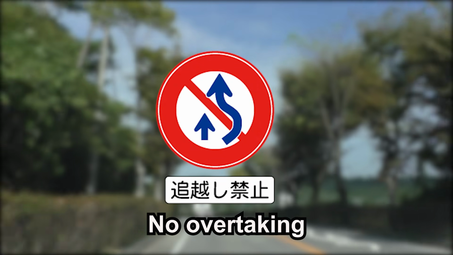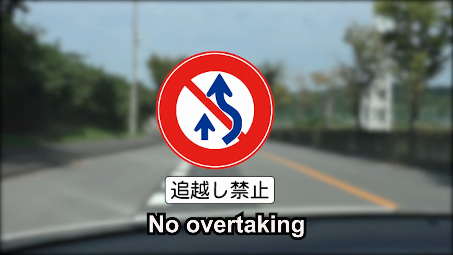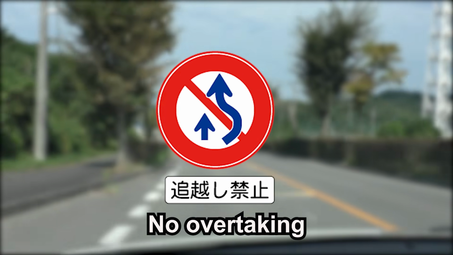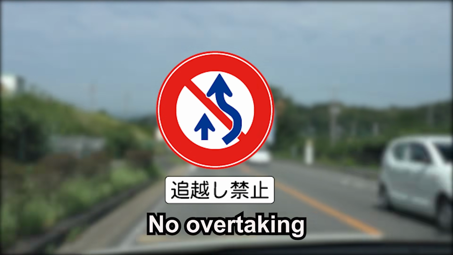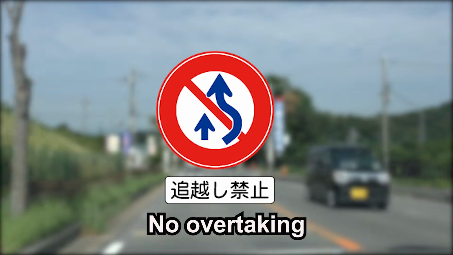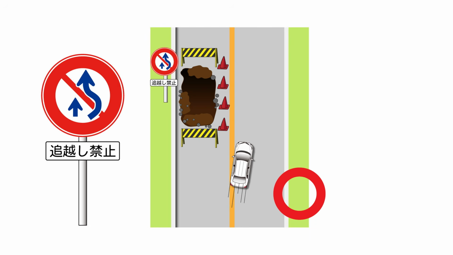For your information, this sign means, no overtaking. The main sign is the same as the one I mentioned earlier. But this sign has a supplemental sign below it, and it indicates, no overtaking. This sign means that you must not overtake a moving vehicle in front regardless of whether you cross the line or not. Even if this sign is posted on the road, you are allowed to cross the line when you avoid something like a parked car or obstacle.